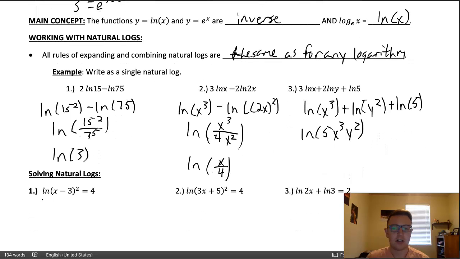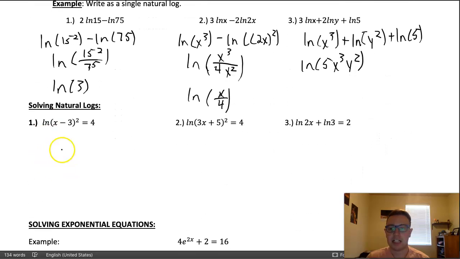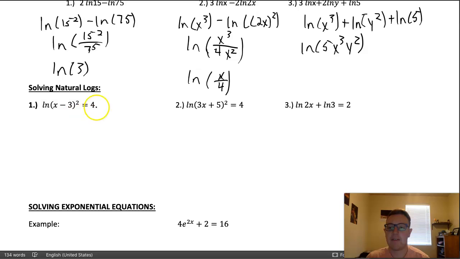Now, solving natural logarithms is the same as solving any other logarithm, except we have a base of e. So if we have ln of, and this is quantity, x minus 3 squared is equal to 4. That means that we are going to have a log base e of this value. We're going to make that e raised to the 4th power on the other side. So this becomes x minus 3 squared is equal to e to the 4th.